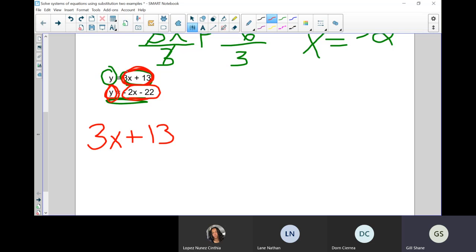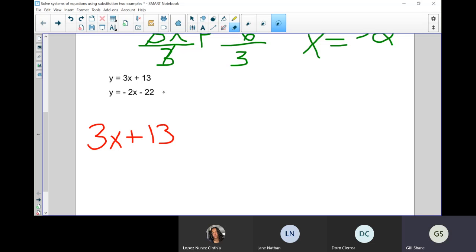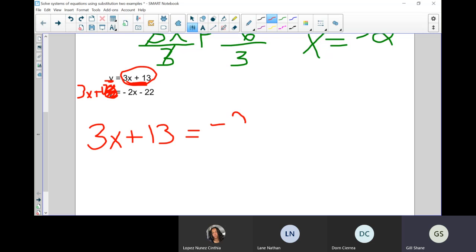Actually, let me get rid of some of this, and I'll just tell you exactly what I did. I took this y right here, and I said, well, y is the same thing as 3x plus 13. So I'm just going to take this and get rid of it and replace it with this right here. So 3x plus 13, which gives me 3x plus 13 equals -2x subtract 22. And either way, you would have gotten that same equation. It didn't matter where you replaced the y with the other quantity.